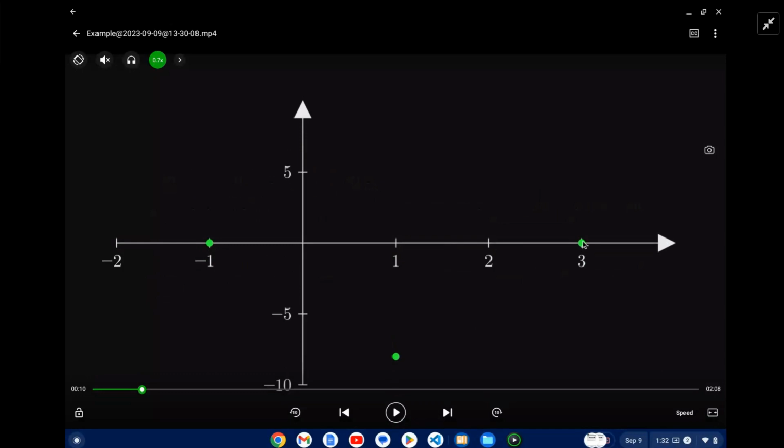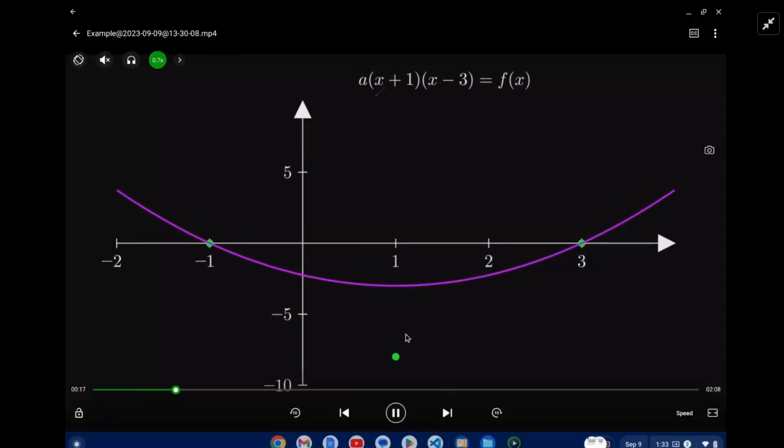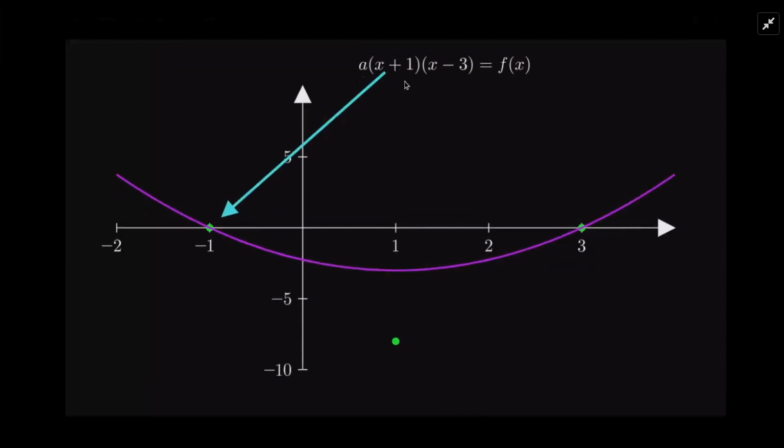Now I'm going to draw a general parabola that has -1 and 3 as its roots. Okay, so those are the roots. So we can write this in this form here, where a is some number. We say x minus -1 is one factor, x minus 3 is the other factor. So it's in factorized form.